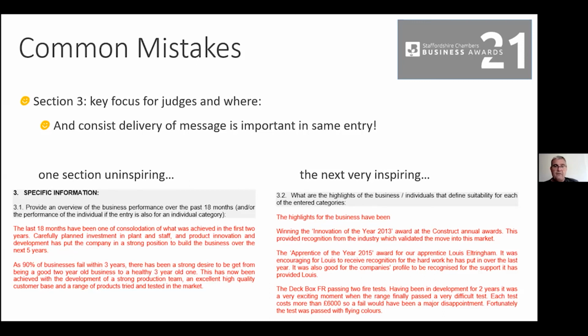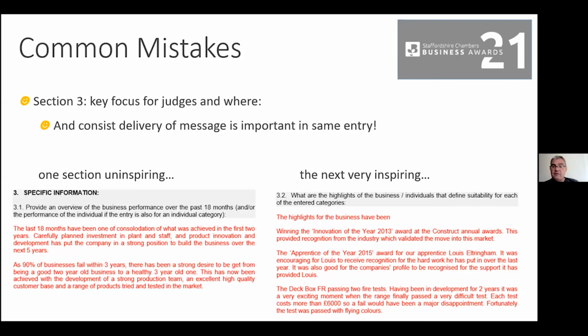So the deck box FR passing 2 fire tests. Having been in development for 2 years, it was a very exciting moment when the range finally passed a very difficult test. Each test cost more than 6,000, so a fail would have been a major disappointment. Fortunately, the test was passed with flying colours. So there's almost an air of expectation of failure there. So, oh God, thank God we passed that.